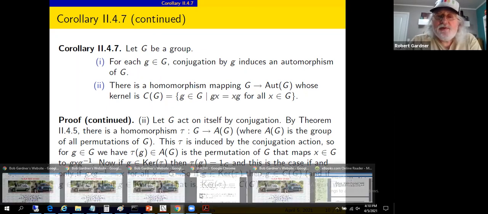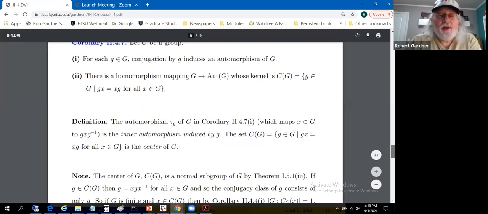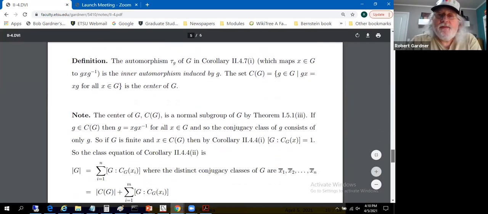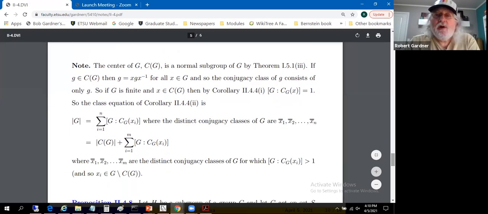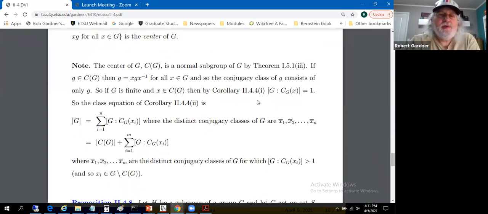Back to the notes. We've already pointed out the terminology center of G and the inner automorphism. We had encountered the class equation. I guess it was Corollary 4.4. So we can modify that a little bit given the new information. The center of G is a normal subgroup. You can see by the definition or the fact that we just showed it's a kernel of something or other.